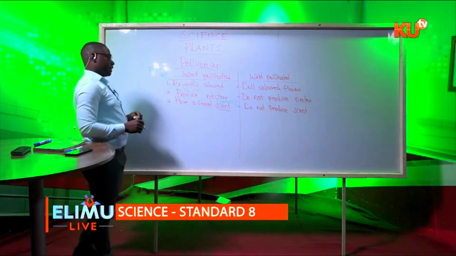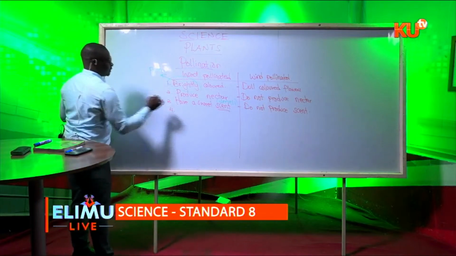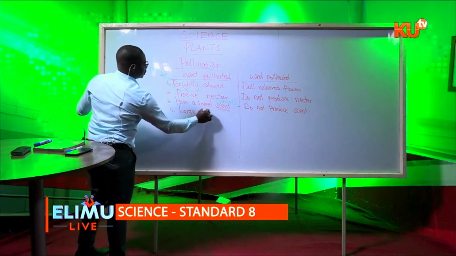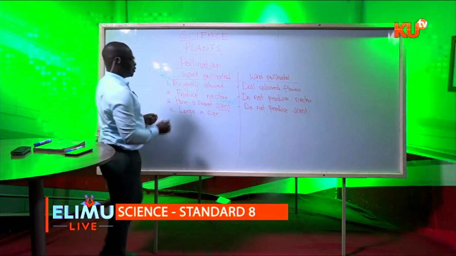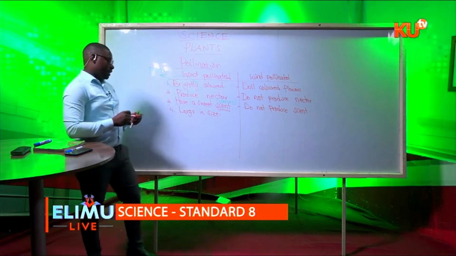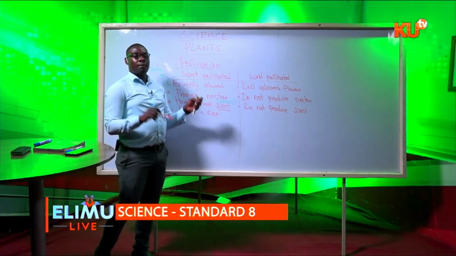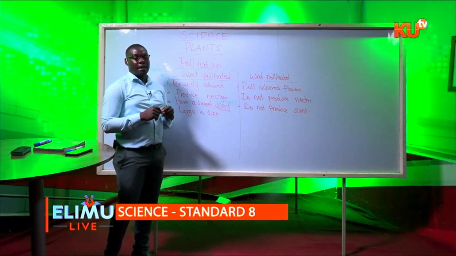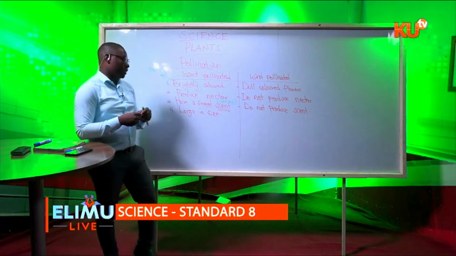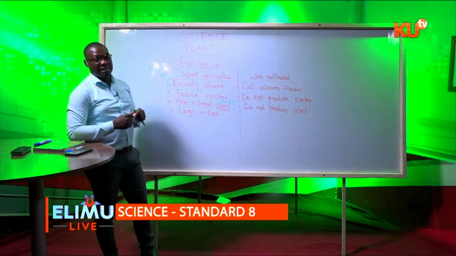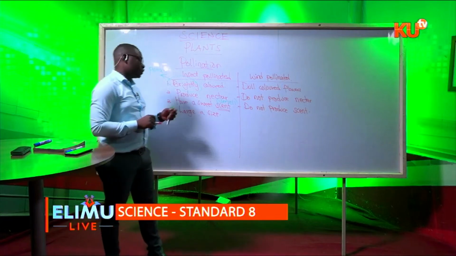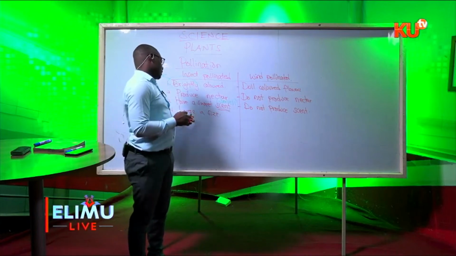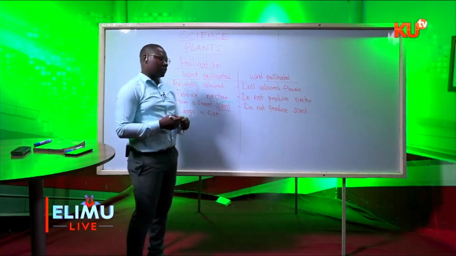Number four, a characteristic of insect-pollinated flowers: they are large in size. So why will they be large in size? They are large in size in order to allow the insect to fit inside the flower. Remember, if the flower is too small, the insect will not get inside the flower, and for pollination to take place, the insect must get inside the flower.